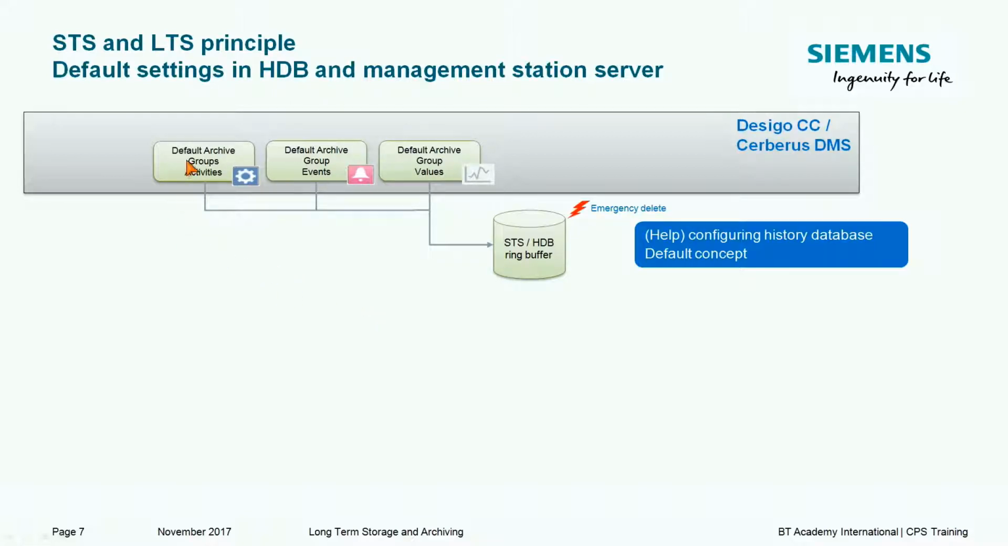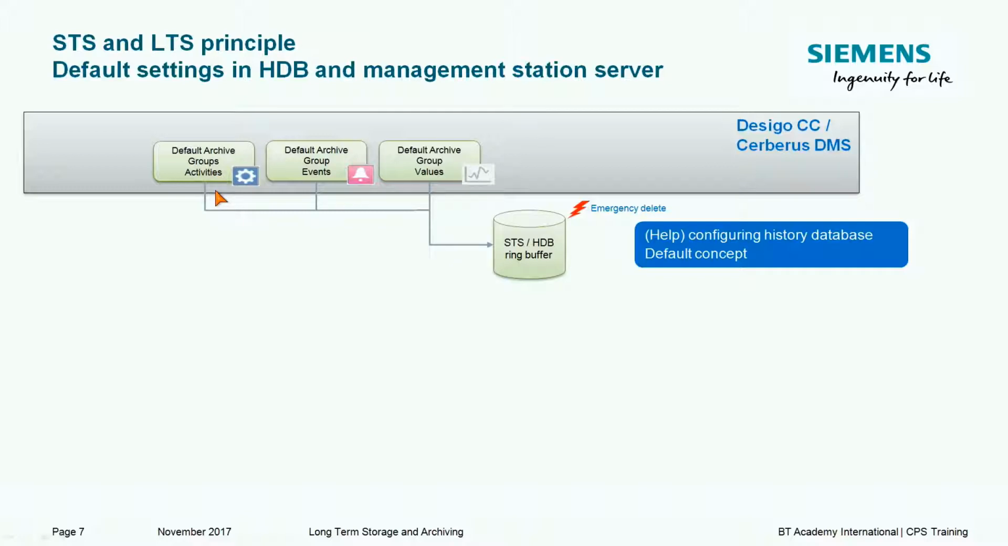So here we do have these default archive groups. And as we know, activities from each data point imported into the Desigo CC are attached to this default archive group. Here the events, and here the values or the trends. These are the symbols we are using here. What you don't see here, and you see on the other screens, is the incident. Because this is mass notification, we want to really focus on our TBS approach.